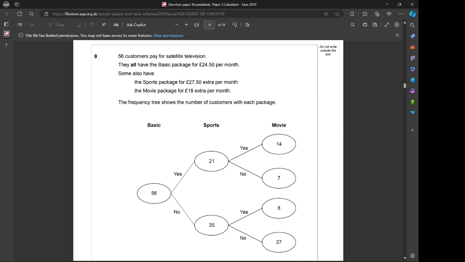Okay, so let's do it step by step, guys. Step one, we're going to do 56 times £24.50. So let's work that out. So 56 times £24.50, we get £1,372 for the first part. Okay, so let's just copy and paste here. So we don't want that, sorry.